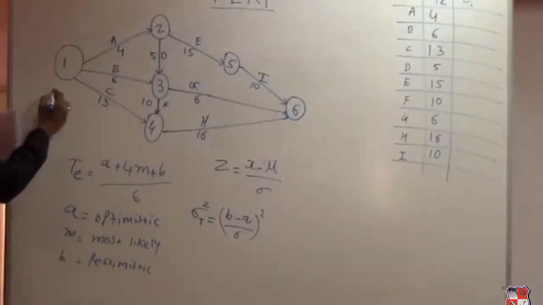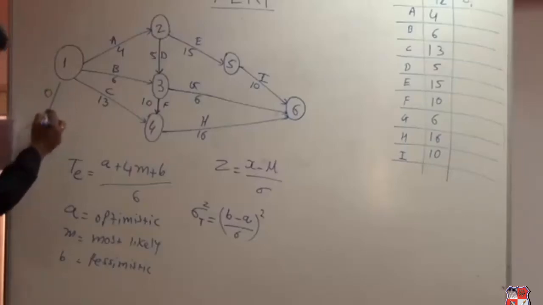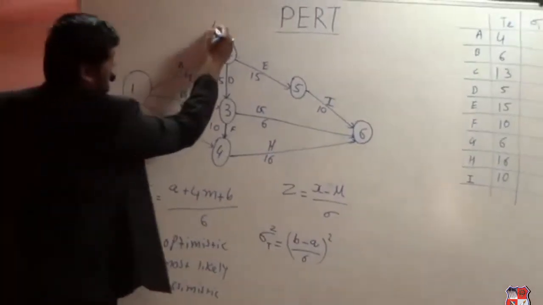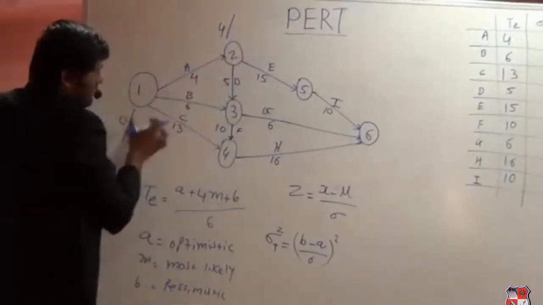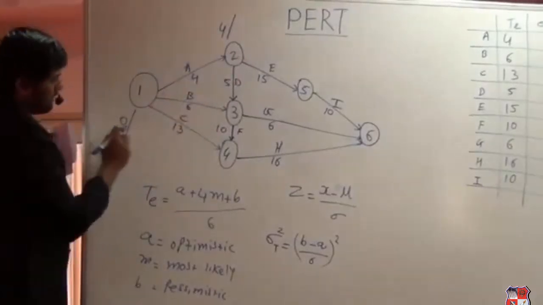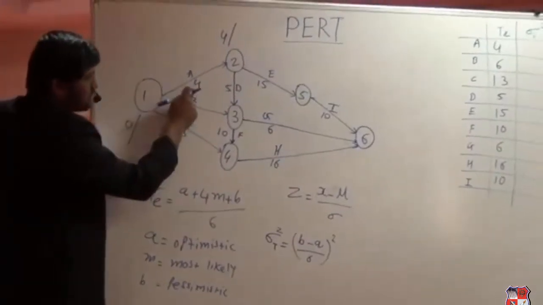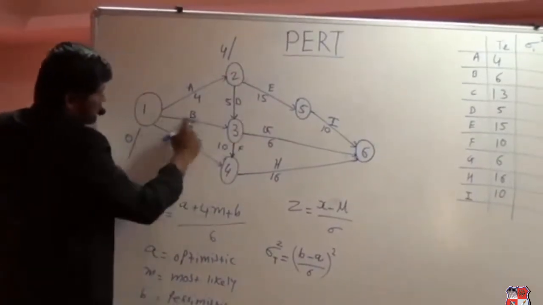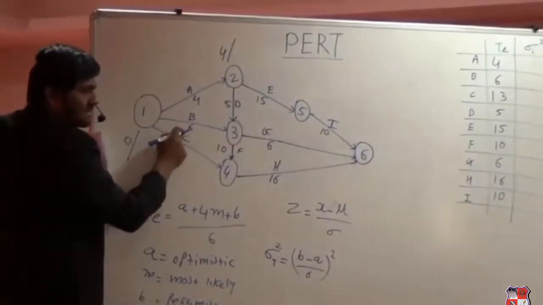We'll start our project with a 0 time duration. In sequence if we move, 0 plus 4, that will be 4. So we are writing the time duration under the node. So that will be 0 plus 4, which is 4 weeks. Then after, if we go in sequence, that will be B, 0 plus 6.